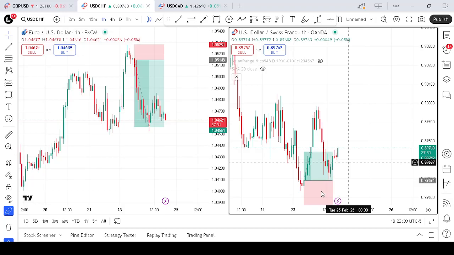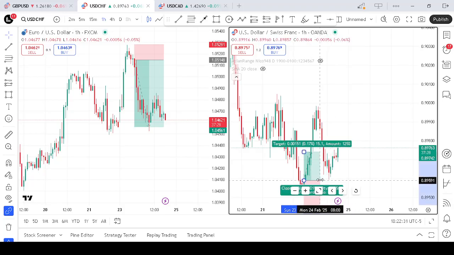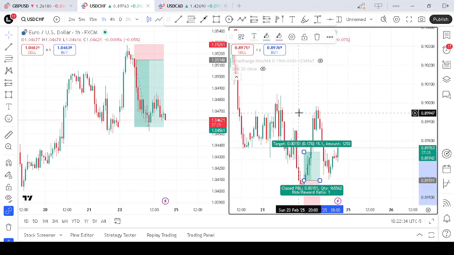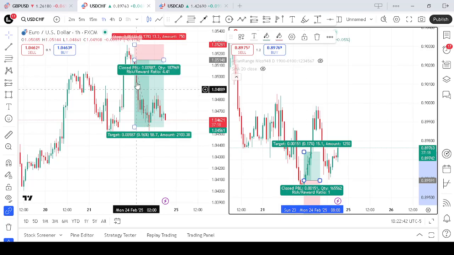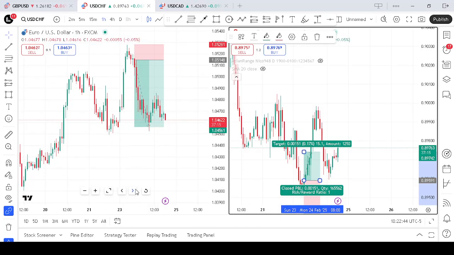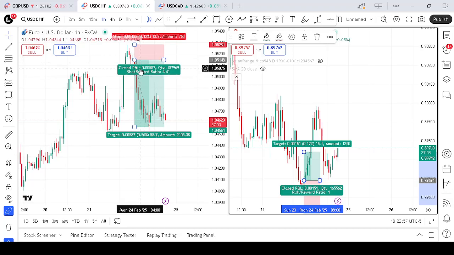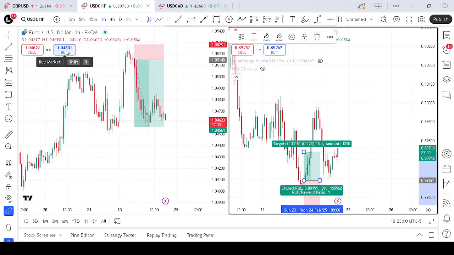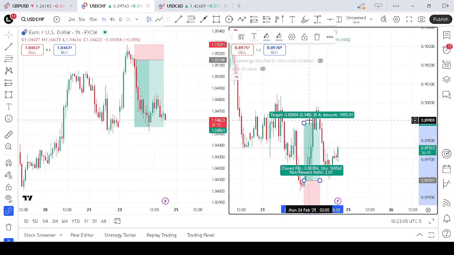We would buy at this particular area in price. If you check the time, you will notice this particular trade was taken on Monday, 24th February 2025. While here, if you go to the same time on EUR/USD, you will notice this is still Monday, 24th of February 2025, and you will notice that as the price is going down on EUR/USD, the price is going up on USD/CHF.